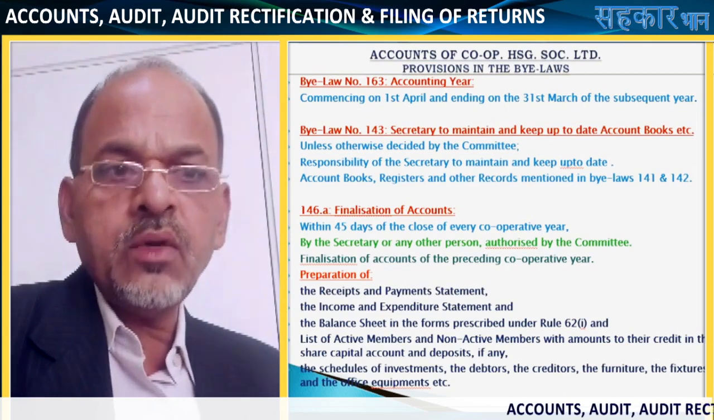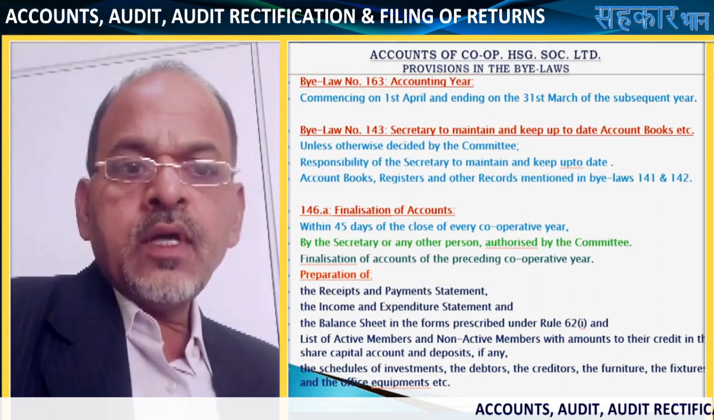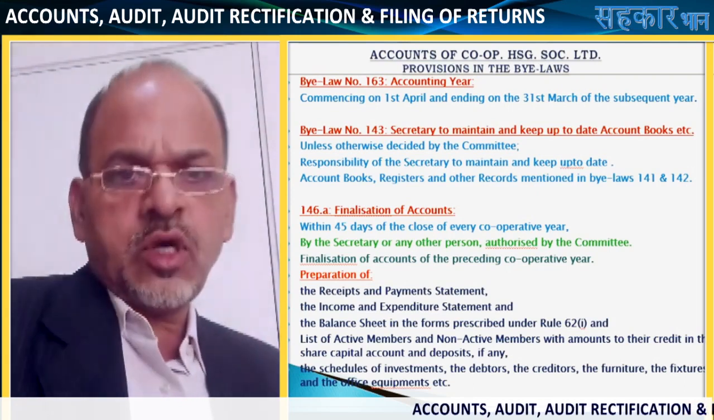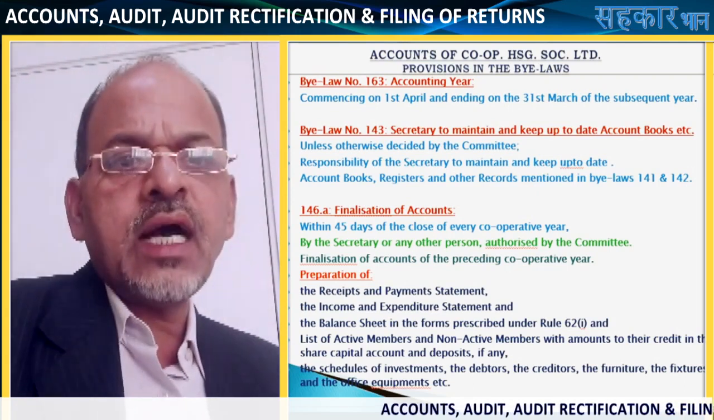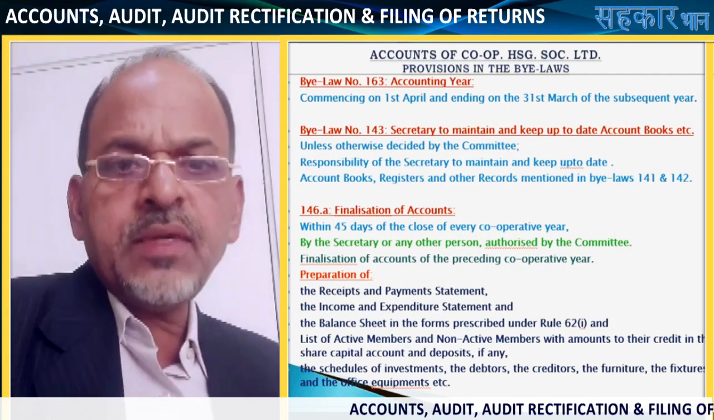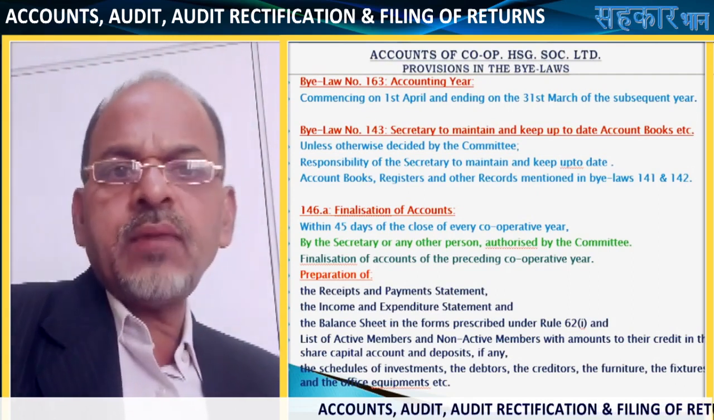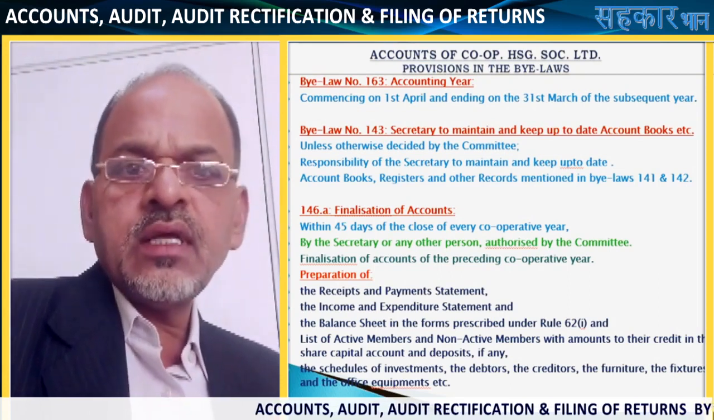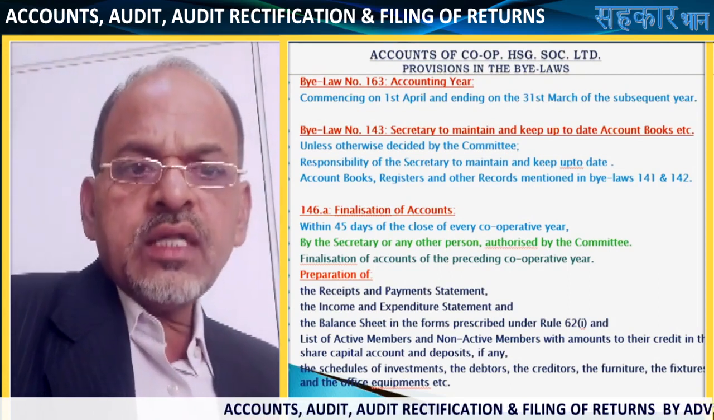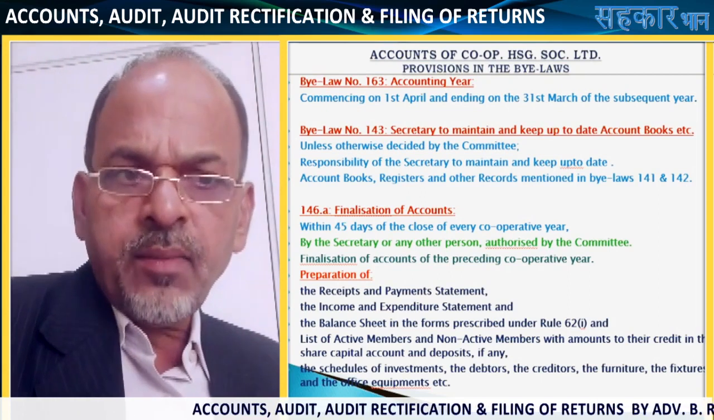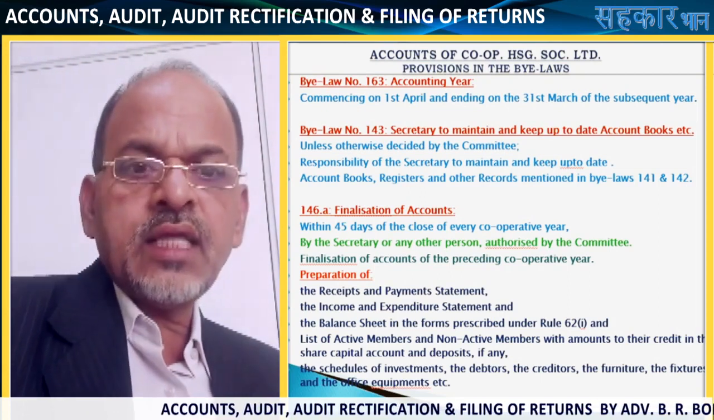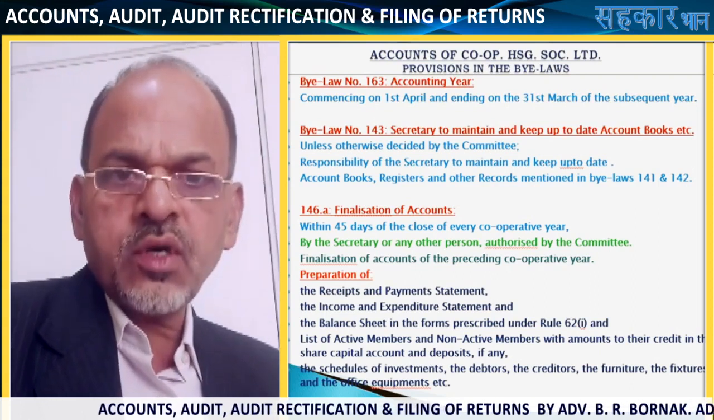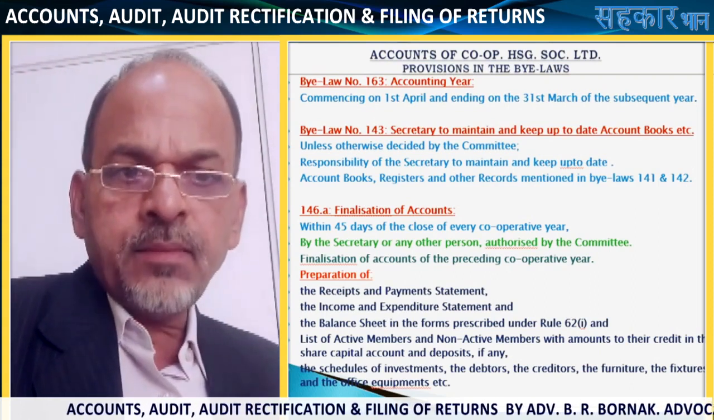Here also the provision is the same. The secretary or other authorized person is responsible to finalize the accounts of the society within 45 days of close of every cooperative year. Now, while finalizing the accounts, which statements are required to be prepared by the secretary or any other person authorized by the committee?